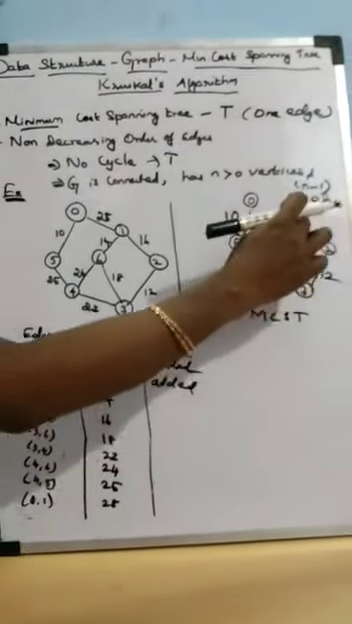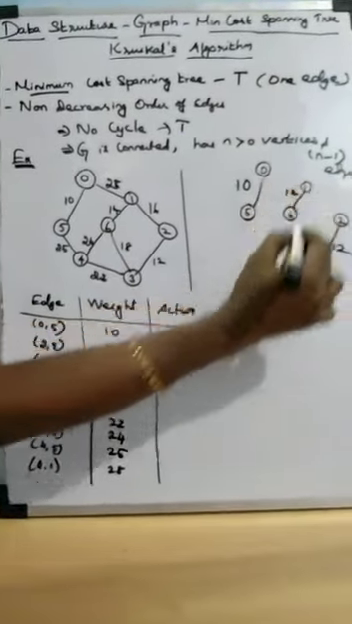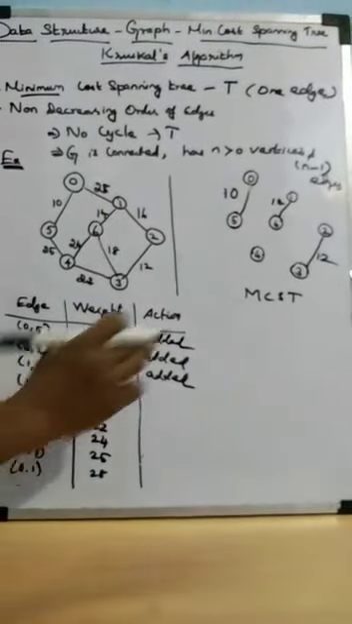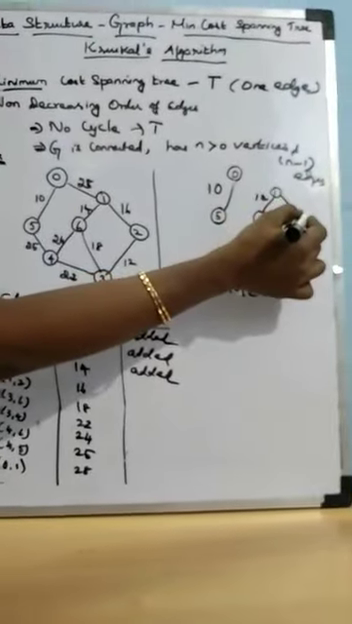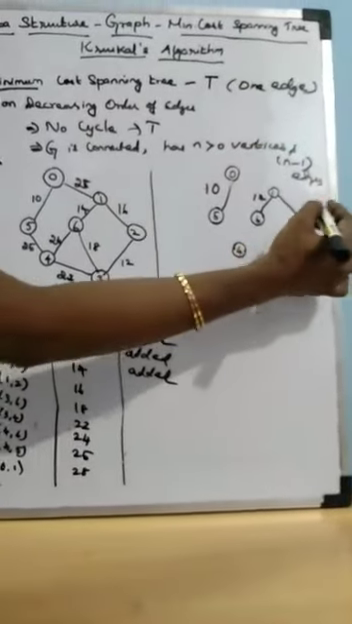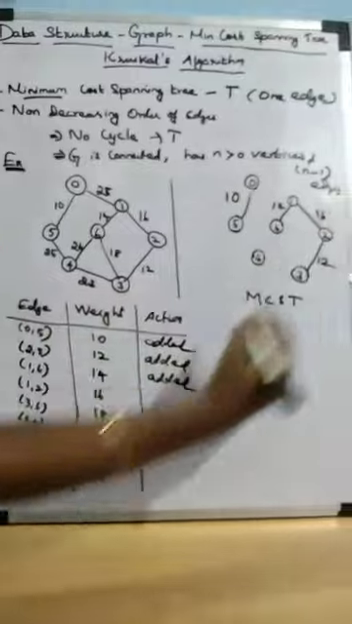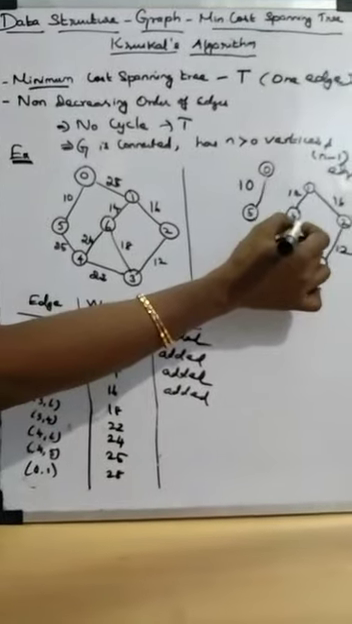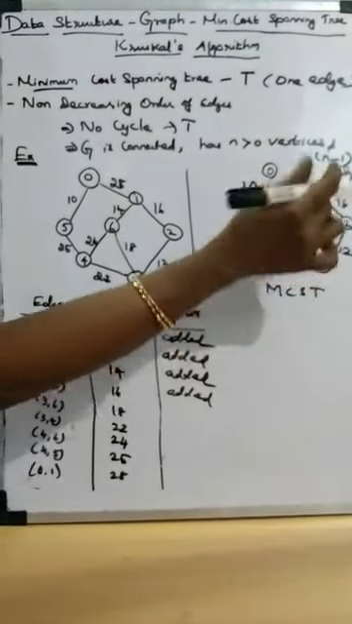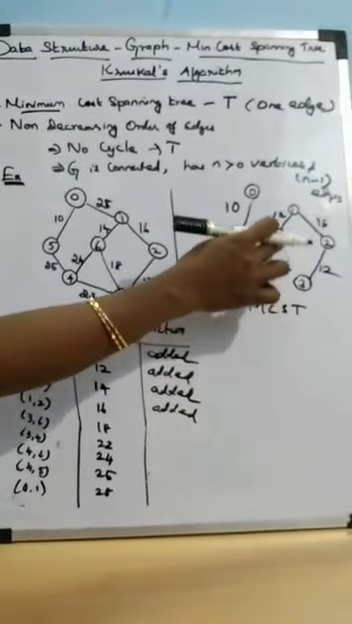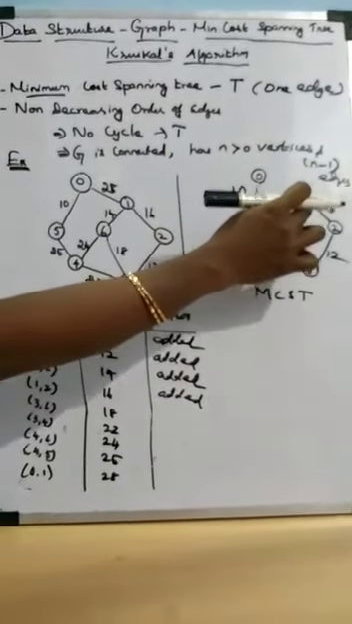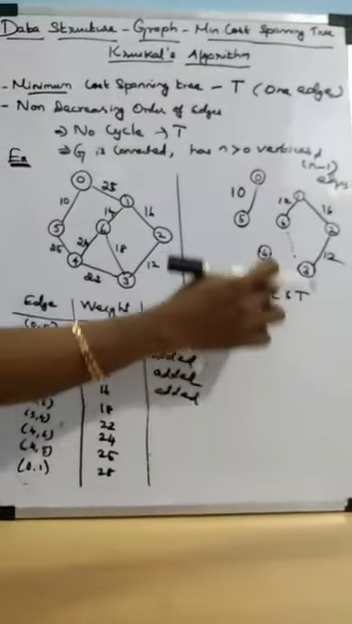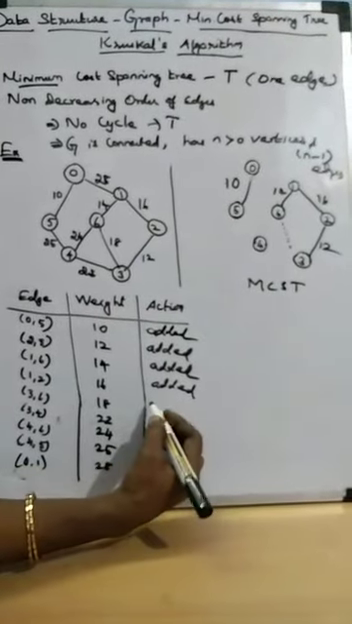Next, 1, 6. The weight is 14. Okay, so it is added. Next, select 1, 2. It also does not create a cycle. The weight is 16. Okay, added to our tree. Then 3, 6. Okay, it forms a cycle with the 1, 6, 1, 2, 2, 3 edges that are already in this tree. So we discard that edge 3, 6.